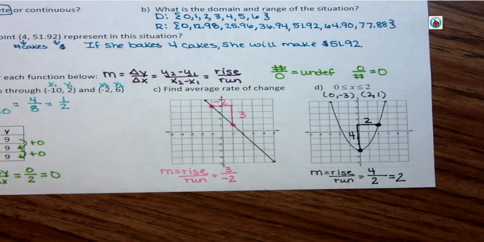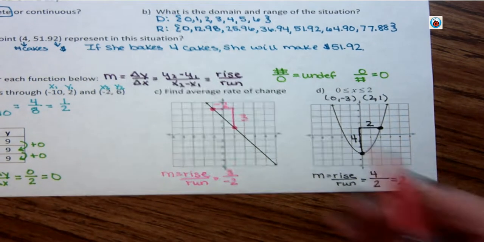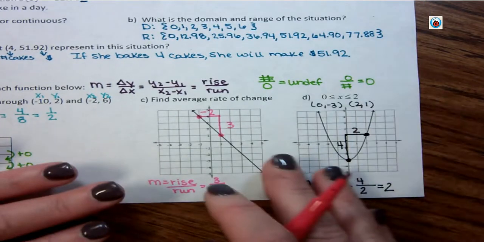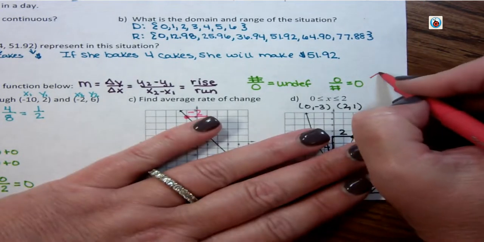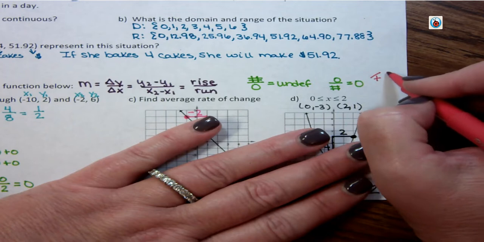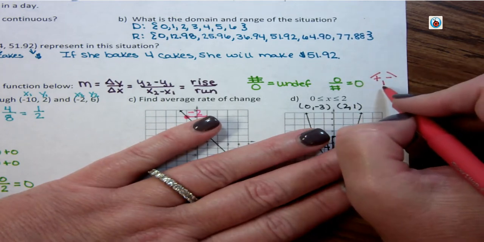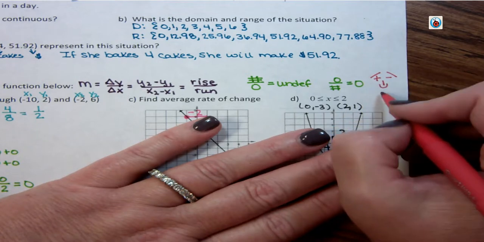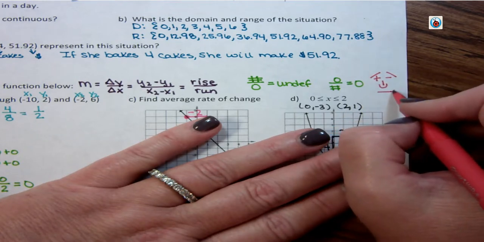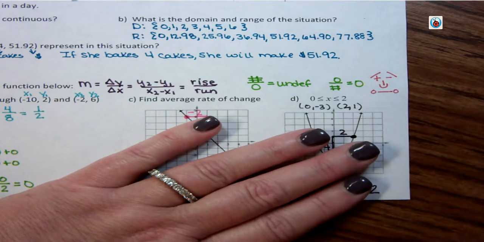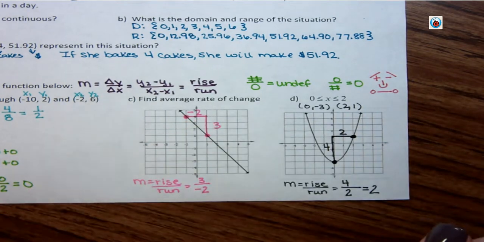Just to remind you of, I taught my kids, and I think Miss Simler also taught hers, slope guy. If you're going uphill, it's positive slope. If you're going downhill, it's negative slope. If it's a vertical line, you've got an undefined slope. And if you have a horizontal line, you have a 0 slope. And there's your little slope guy.